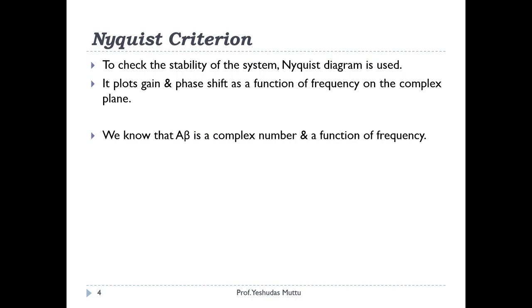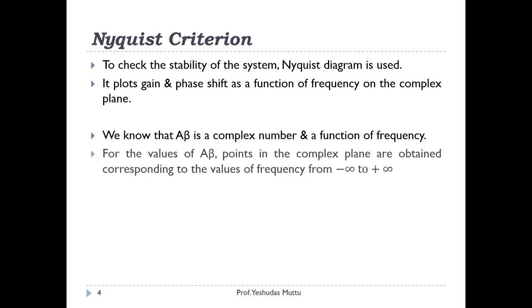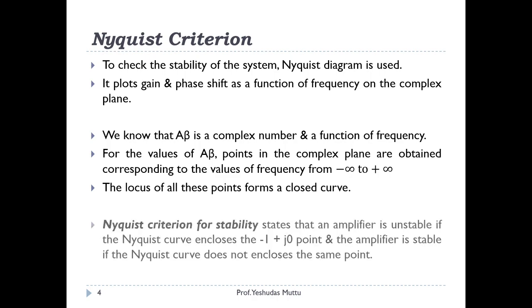So after checking all the frequencies, I'll plot this onto a graph, okay? When I plot onto the graph, I will join all the points, which will form a closed curve. The locus of all these points will form a closed curve. So once the curve is formed, I can define my Nyquist criterion, okay?